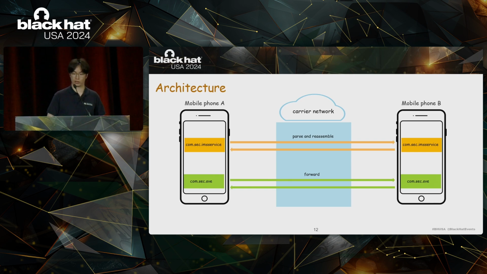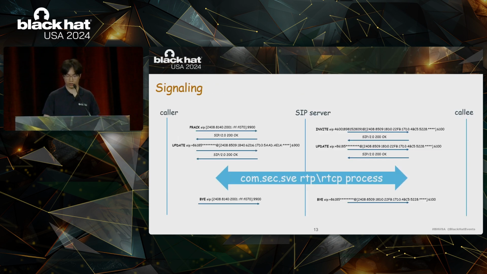Next, let me introduce the procedure of MS service signaling and video call establishment. This is the process of MS service signaling interaction. Before connecting, on the top left, the sender sends a PRACK message, and the SIP server sends the invite to the receiver. Then the receiver rings, and then you use the update to interact and establish a connection.